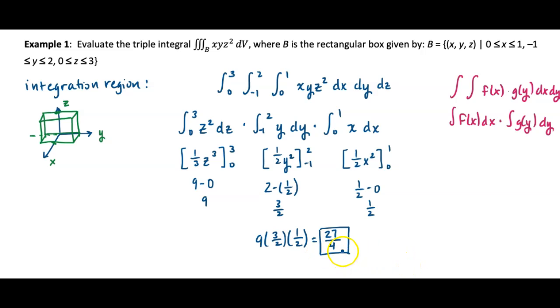And this is really going to be a 4-dimensional value. If we're talking about volume, it's going to kind of be volume in 4 dimensions. However, we're not really going to ask you for units unless we're talking about some application problem, which doesn't come up too much in this class. So we're going to leave this as 27 over 4, understanding that this is a bit of an abstract solution here. And that's all there is to it.